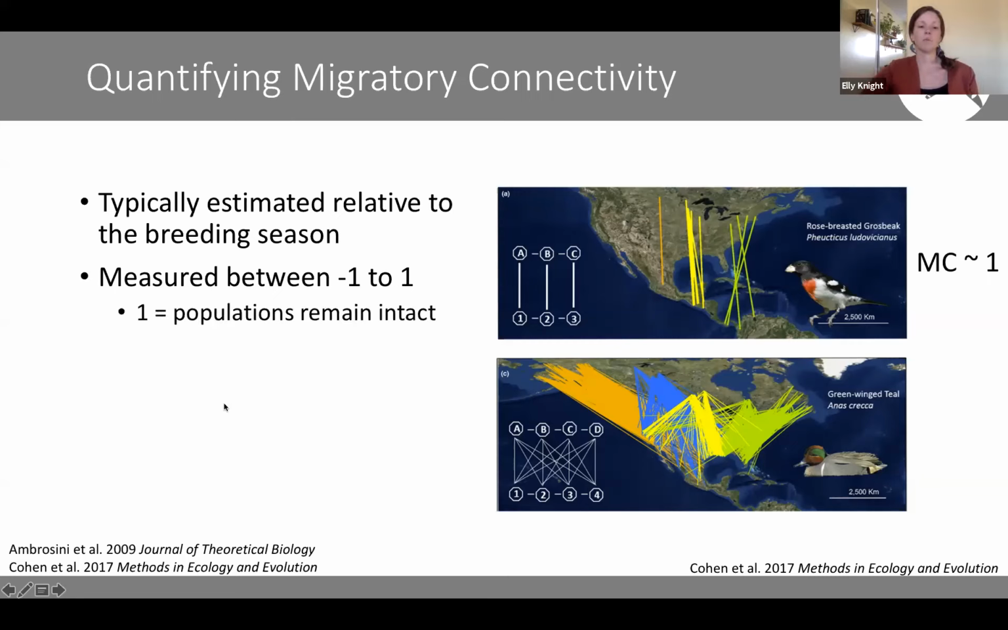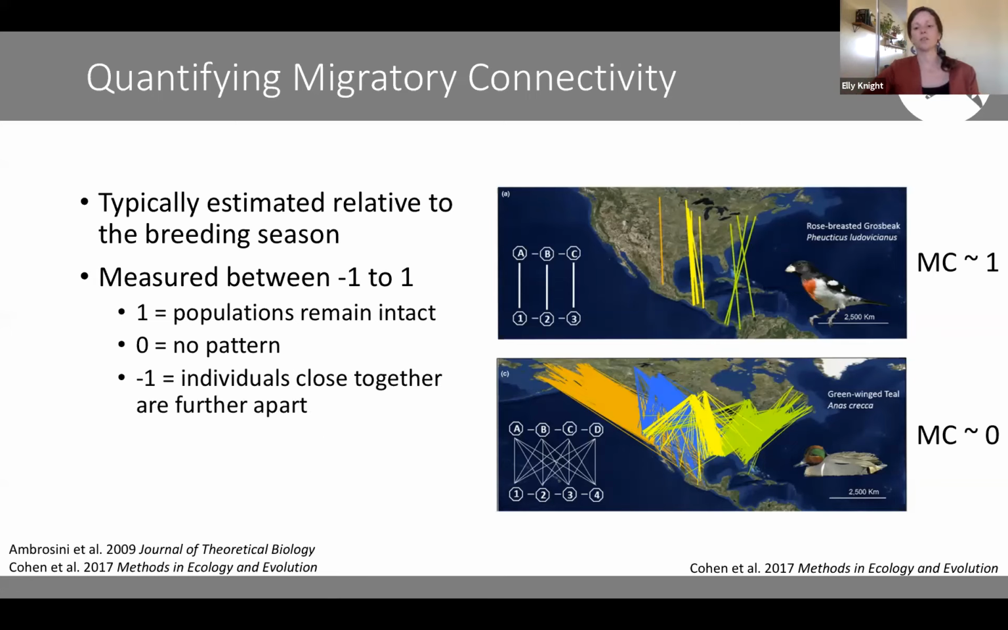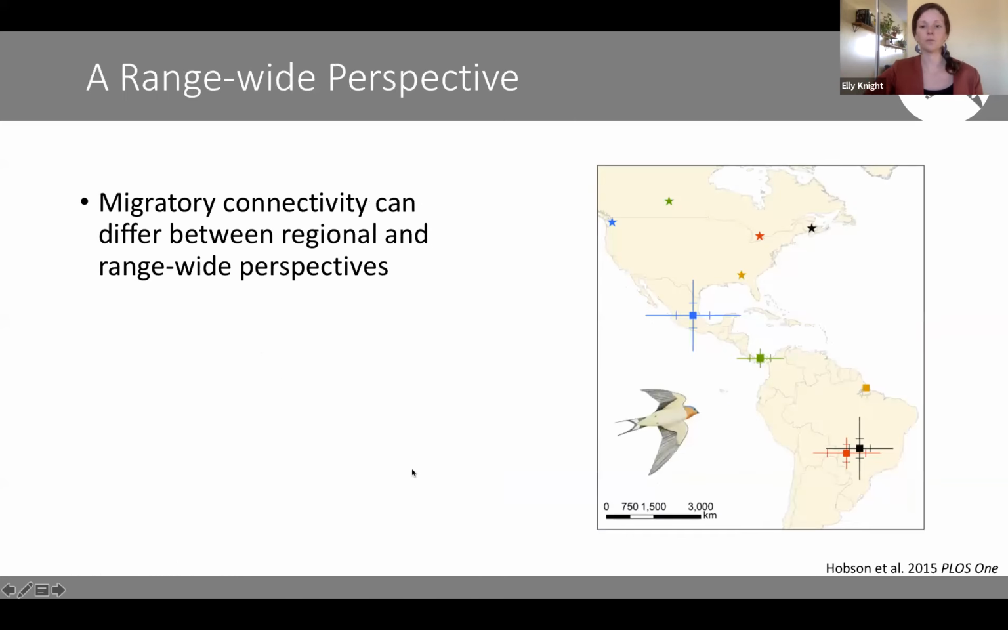And so in our example from Emily Cohen's paper on estimating migratory connectivity here, we see MC is approximately 1 when individuals that are close together on the breeding grounds stay close together on the wintering grounds. In other words, the populations are connected between seasons. If individuals from the breeding populations are highly mixed on the wintering grounds, we see little pattern, and so migratory connectivity is approximately 0. And of course, it can also be negative, which occurs when individuals that are close together in the breeding grounds are further apart on the wintering grounds.